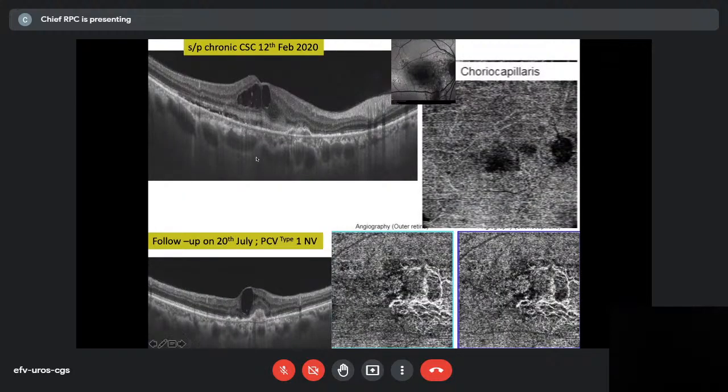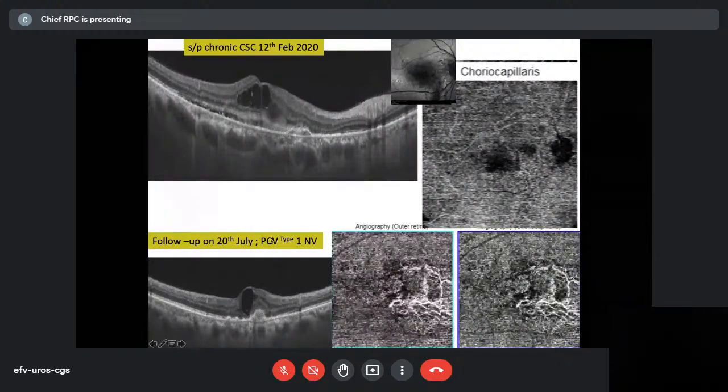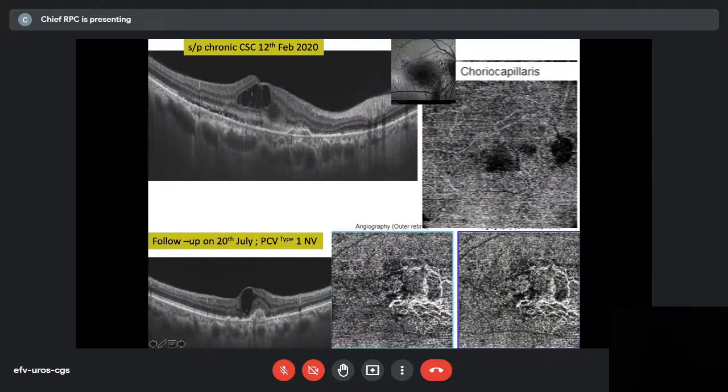Here is a chronic CSC patient, and in February 2020, at follow-up, he developed some neovascular membrane. At that time his OCTA was absolutely okay. At that time he had CSR only, but intraretinal cystic fluid also. You see this, this is the AF, autofluorescent image. You can see the fluid tracks of the CSC. Some subretinal fluid is there. Some intraretinal cystic fluid is there.